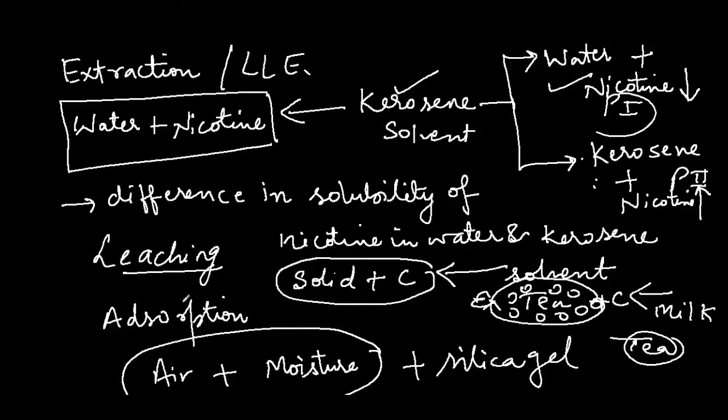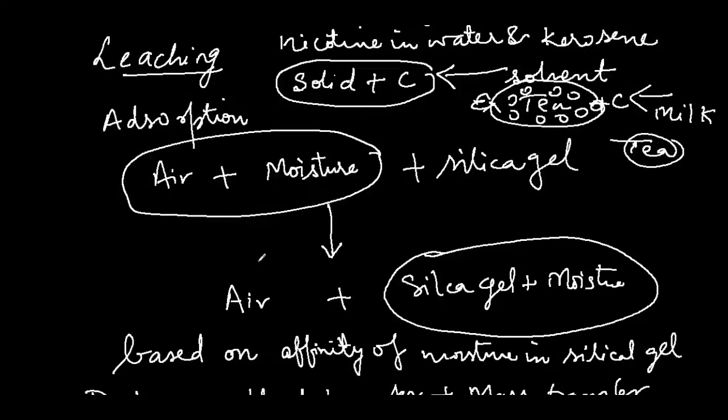Another unit operation is adsorption. In adsorption, suppose air contains moisture. We know that silica gel has a large surface property to extract this moisture. So we utilize the adsorption of moisture on the surface of silica gel. This phenomenon is called adsorption because it is a surface phenomenon. Based on the affinity of the moisture towards silica gel, we use the mass transfer operation of adsorption.